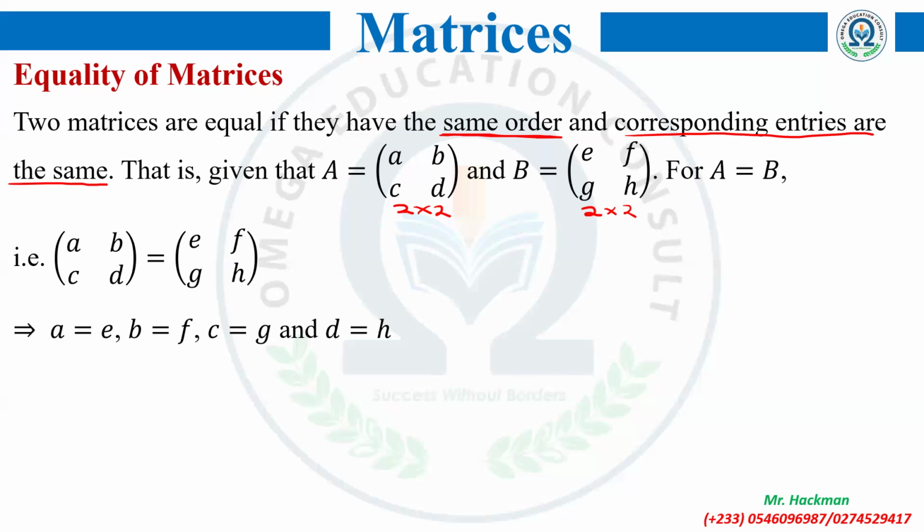They could be equal based on a certain condition. So with these two matrices A and B, for matrix A to be equal to matrix B, your corresponding entries, corresponding elements, must be the same. So your first entry here must be equal to the first entry there. So A must be equal to E. Second entry must be equal to second entry, so B must be equal to F. Third must be equal to third, so C must be equal to G. Did I say C must be equal to J? And D must be equal to H. Is my point well made?